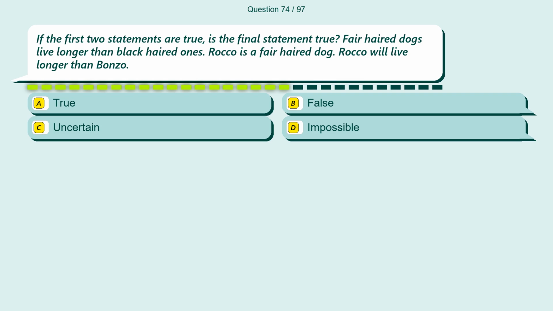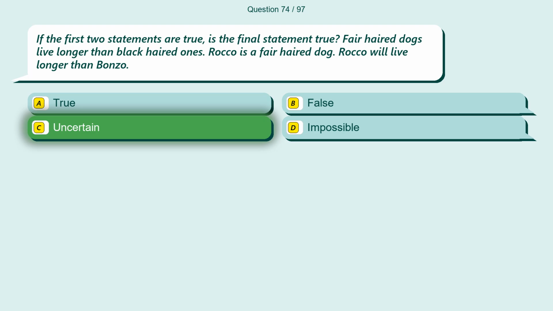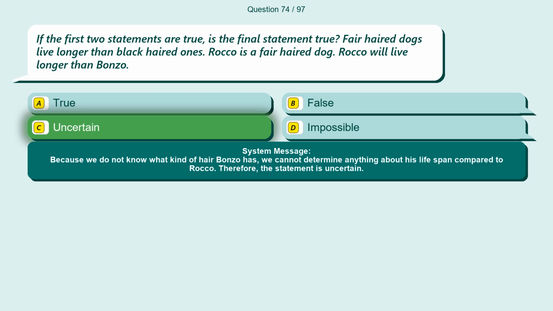Fair-haired dogs live longer than black-haired ones. Rocco is a fair-haired dog. Rocco will live longer than Bonzo. Option A, true. Option B, false. Option C, uncertain. Option D, impossible. The correct answer is option C, uncertain. Because we do not know what kind of hair Bonzo has, we cannot determine anything about his lifespan compared to Rocco. Therefore, the statement is uncertain.